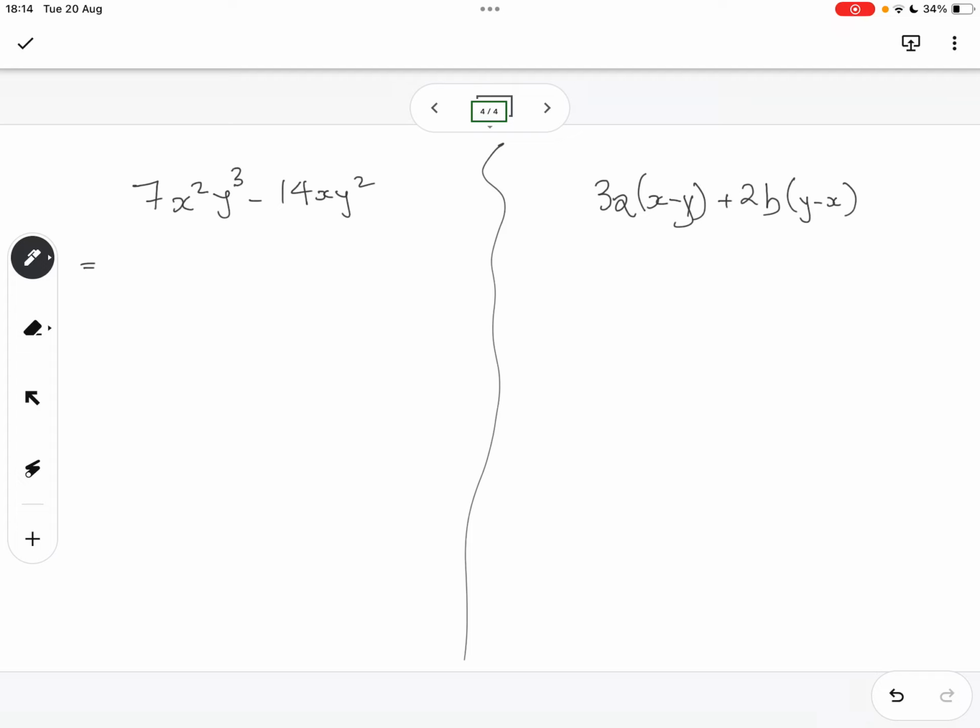So let's think about it again. You had x, you had y, and you also have to have a number. That's my hint. So what would the number be? And what would the highest factor for x be? And what would the highest factor for y be? 7. So 7, definitely. And then what else?